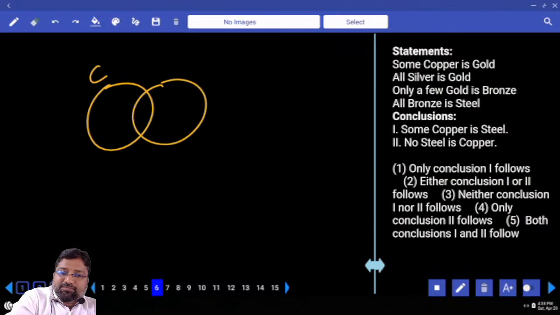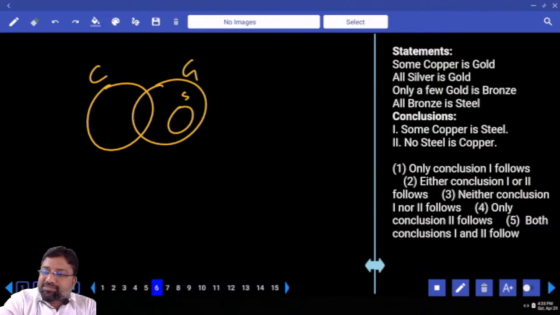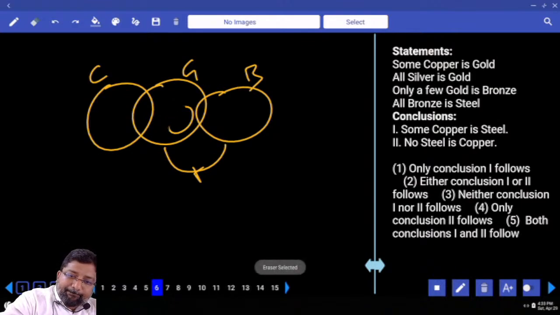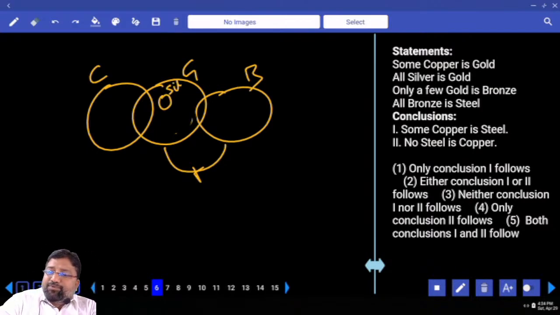Some copper is gold. All silver is gold. Only a few gold are bronze. All bronze are steel. Just a minute. This is silver. Okay? Now all bronze are steel.